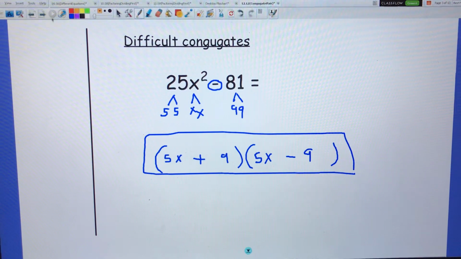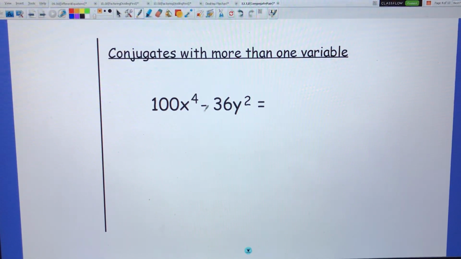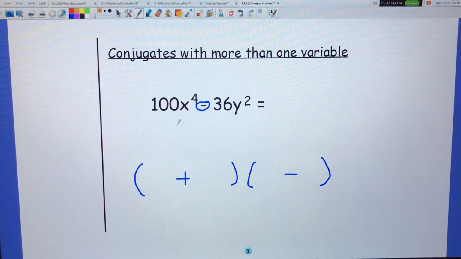All right, if you want to see one more example, let's see more than one variable. Okay, so again, 100 is a perfect square, x to the 4th is a perfect square, 36, and y to the 2nd. Okay, so again, here's my minus sign. I know I'm going to have a plus, and I'm going to have a minus. Okay, so 100 is easy, that's 10 times 10.